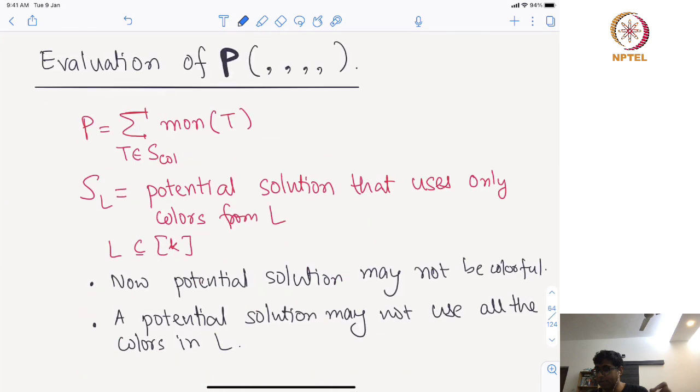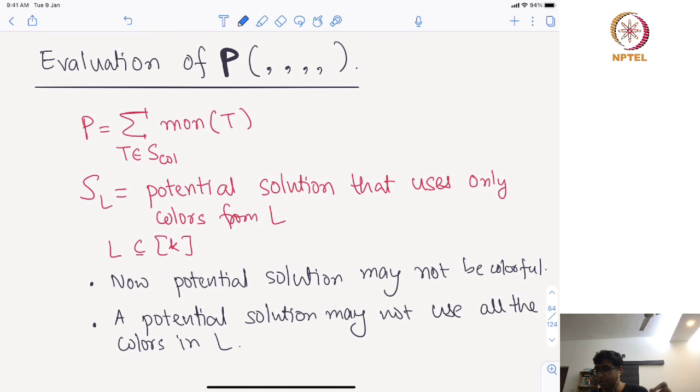Okay. So far so good. Now, let us talk about evaluation of P. What is P? Remember, P is the summation over T in S-colorful of the monomial of T. So, this is what our P was. Now we are going to do something more.